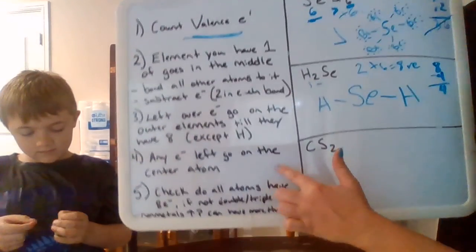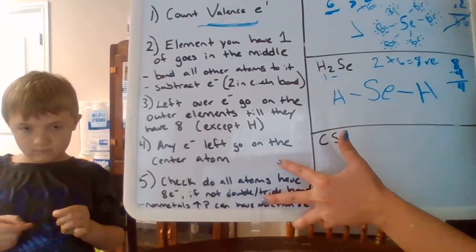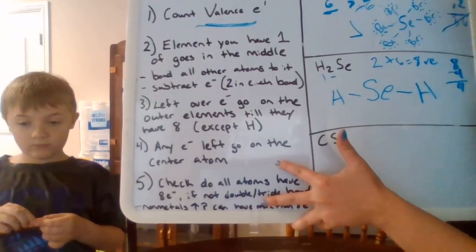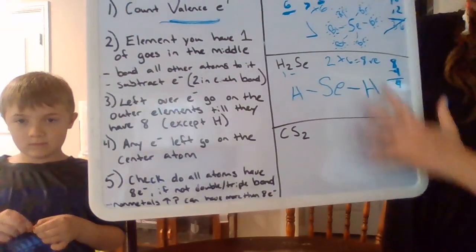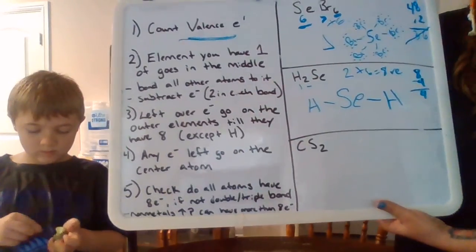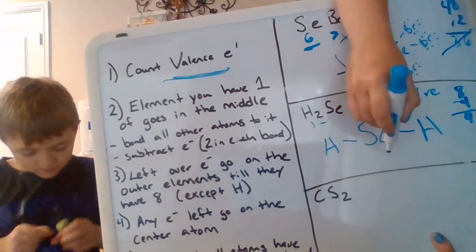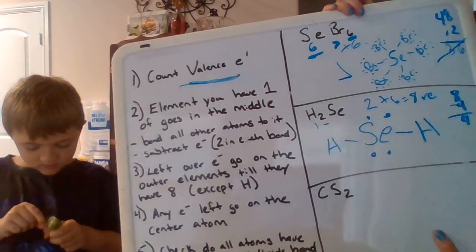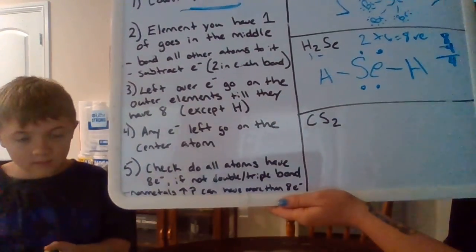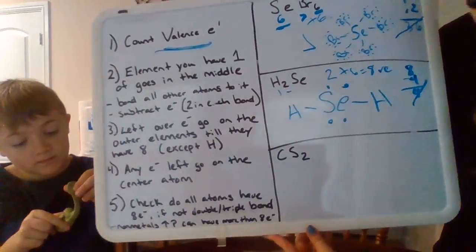So skip it. Any electrons left over, so now I'm on rule number 4, any electrons left over go on the center atom. Okay, I still do have those 4 left. I can't put them on hydrogen, so they have to go on the center atom. So they would go like this. There we go. I had 1, 2, 3, 4 electrons left. Okay. So that's it. I've used my 4. I've used all my electrons. I can put no more on there.